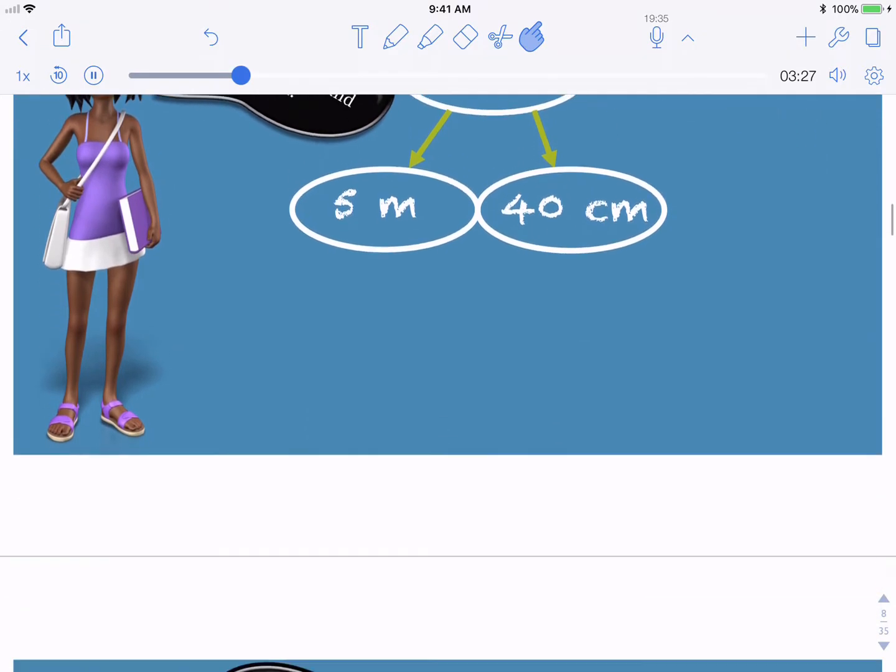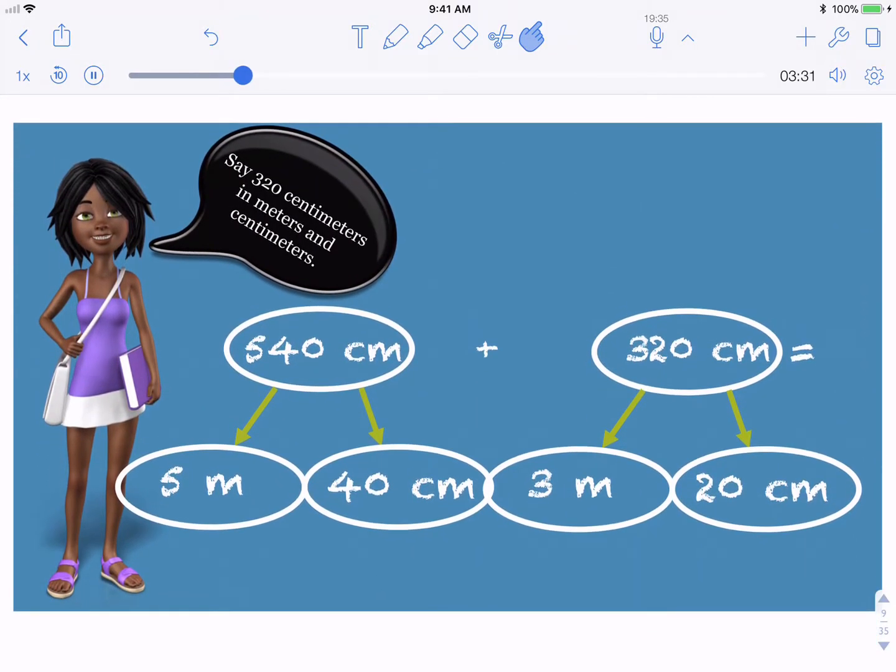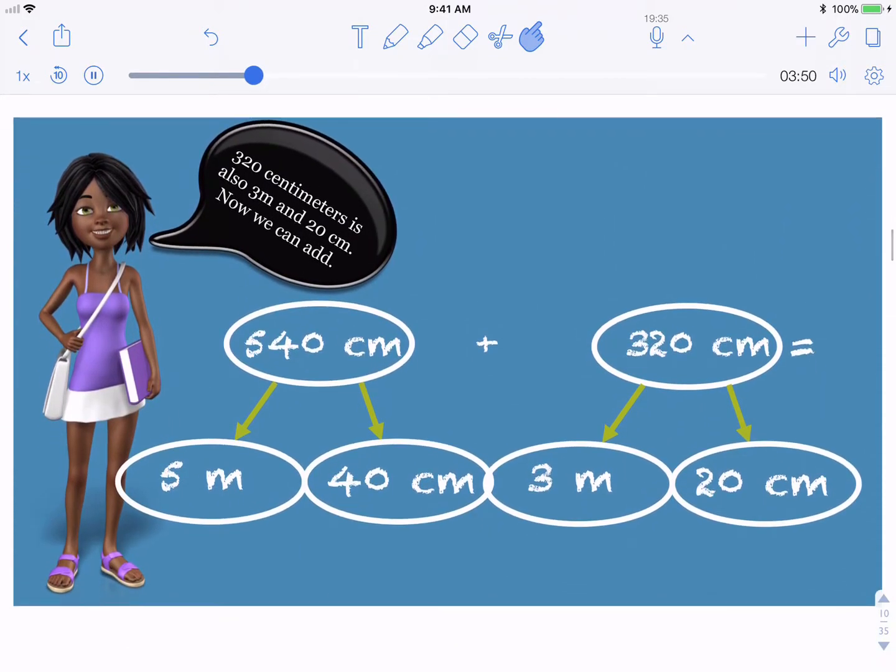Say 320 centimeters in meters and centimeters. So remember, we look at the hundreds place. We have 3 meters because we have 3 in the hundreds place. And what we have left then is 20 centimeters. So 320 centimeters in meters and centimeters is 3 meters, 20 centimeters.